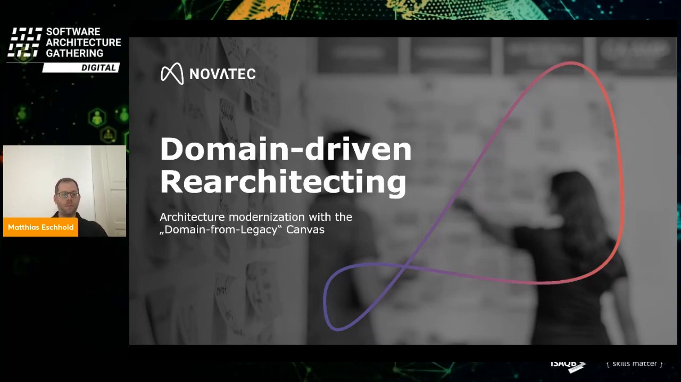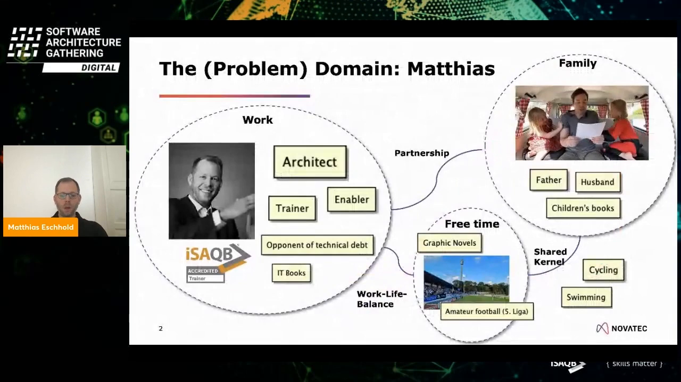My name is Matthias Eschhold and I'm a passionate software architect, trainer and enabler. Domain-driven design and software architecture are my areas of expertise. But the domain Matthias contains not only work. There exist also other areas like my family or free time as a counterpart to work. I'm the father of two girls and a husband, and luckily we share common hobbies like swimming and cycling.